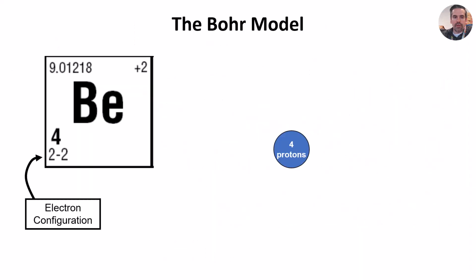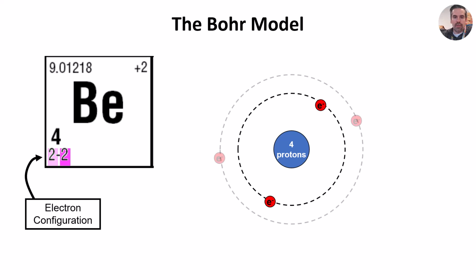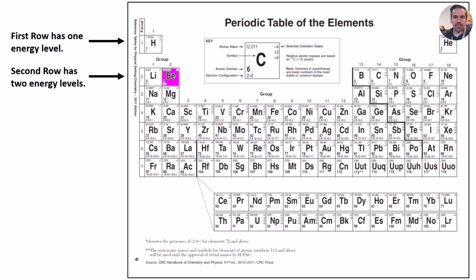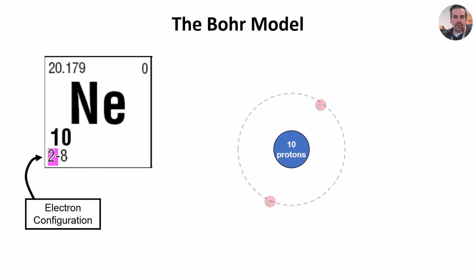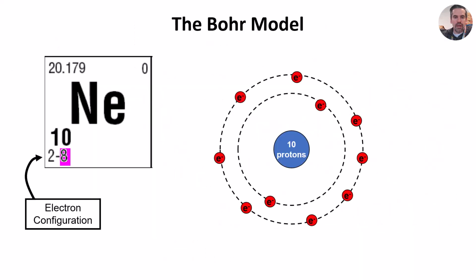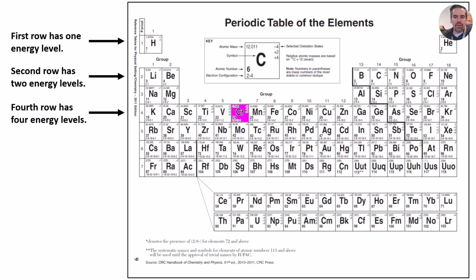If we look at beryllium, we can see that we've got 2 and then 2. And beryllium is right next to lithium. If we go all the way to the end, to neon, what's that going to look like? Neon is going to have 2 and then 8. Now that second electron shell has been filled, and we've got to go to the third level.